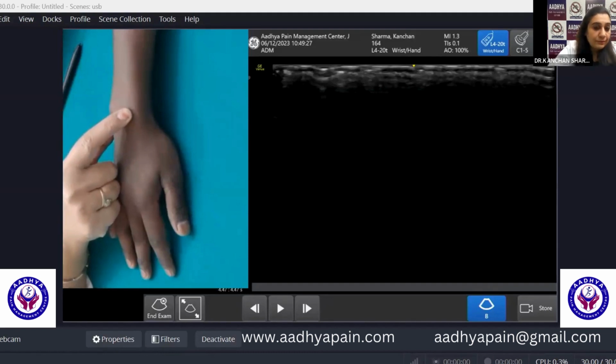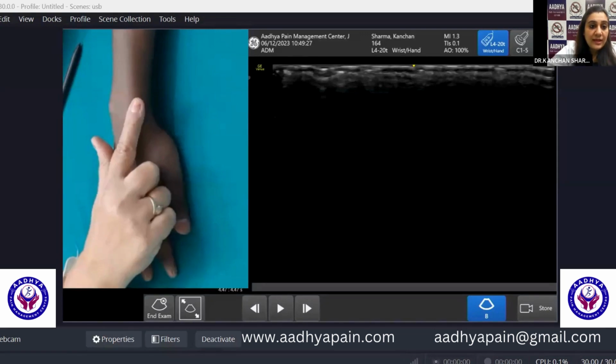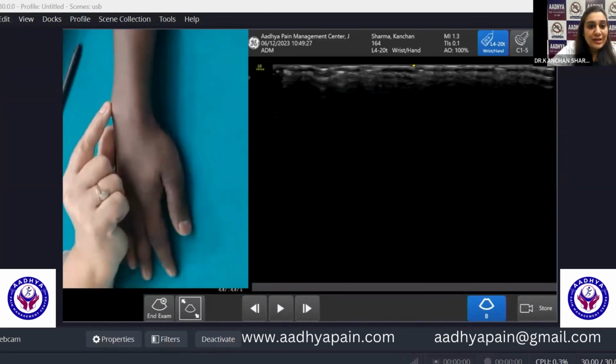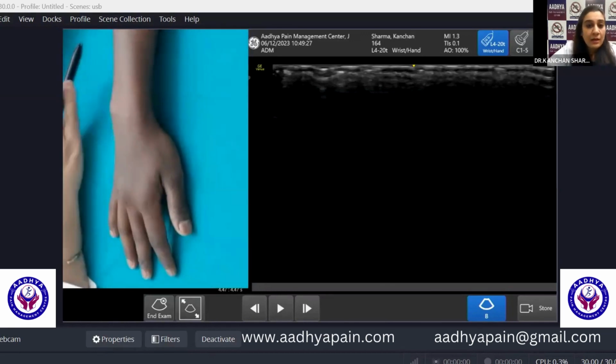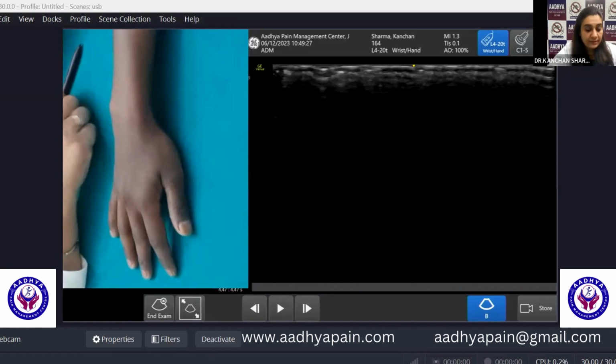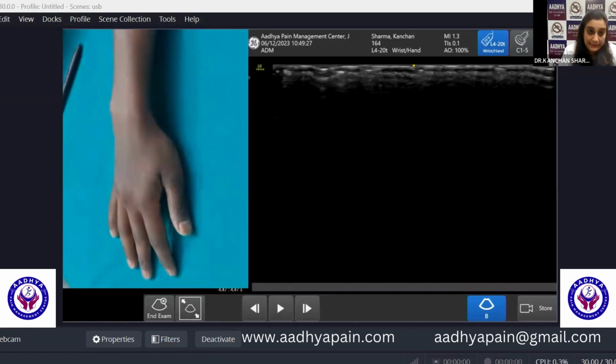Now, as you have listened to the anatomy, you know that Lister tubercle is very important for us, because this is the one which will be separating compartment 2 on this side and compartment 3 on this side. And if you keep on palpating towards the ulnar side, you will end up at the ulnar styloid process. Fine. Then comes the frequency. Since we are scanning very superficial structures, I'm using a frequency of 20 megahertz, and I'm going for a linear probe.